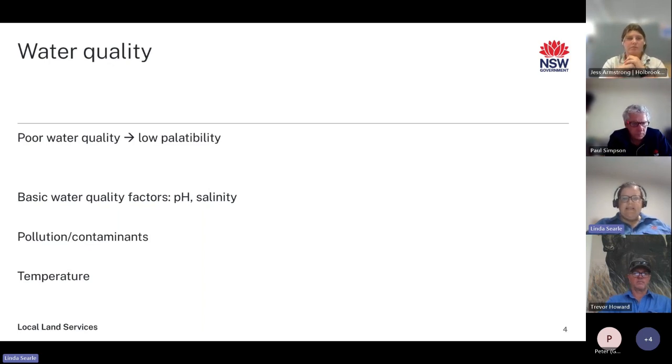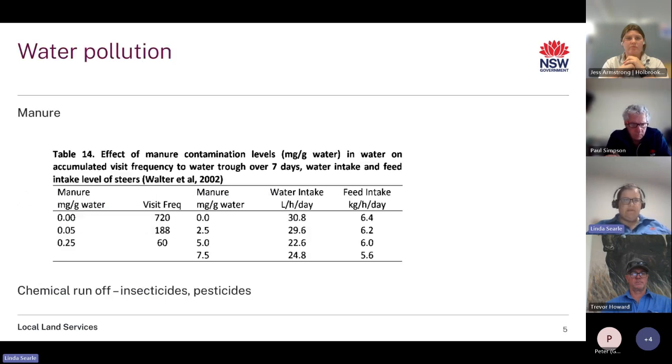We've also got salinity. Now, interestingly, salinity will affect different classes of stock to different degrees. Poultry is actually the most susceptible to salinity in the water. They don't tolerate a high level of salinity at all, whereas adult sheep that aren't lactating are some of the more resilient to salinity. They can put up with it much more than other species. Cows and pigs come in the middle there. There are also different issues that affect quality, such as pollutants or contaminants, and the temperature of the water also plays a role as well.